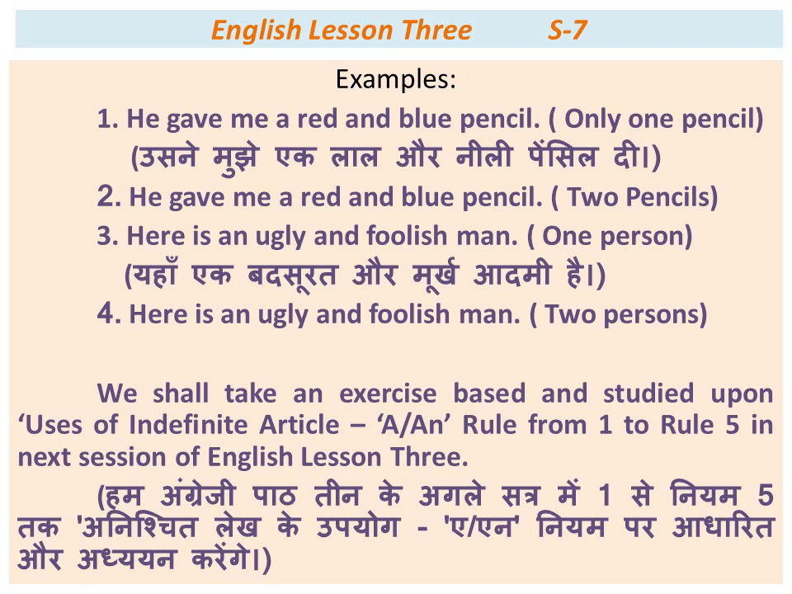Example number 3, here is an ugly and foolish man. Here is only one person. A single person is an ugly and foolish man. Example number 4, here is an ugly and a foolish man. There are two persons. That means one person is ugly and the other person is foolish. So here there are two persons.